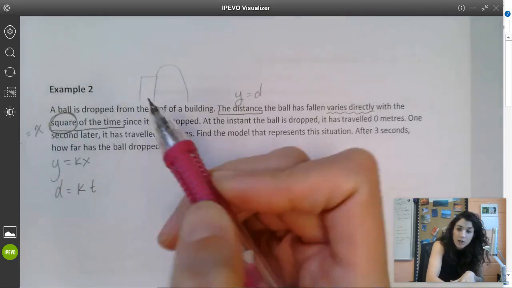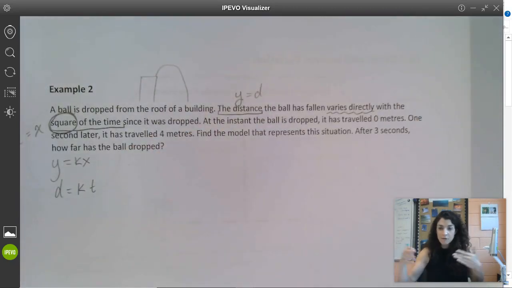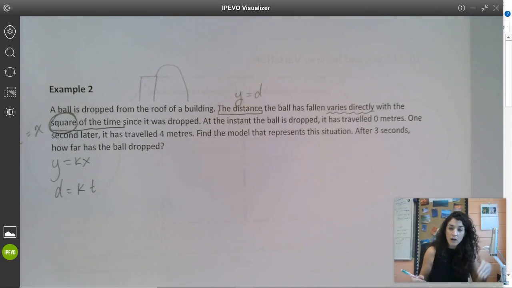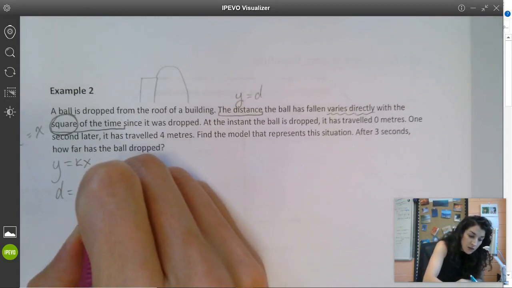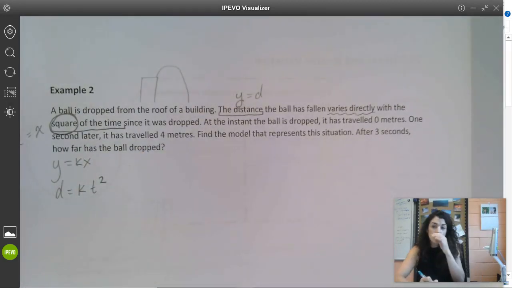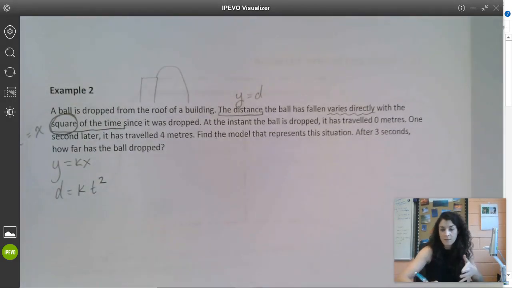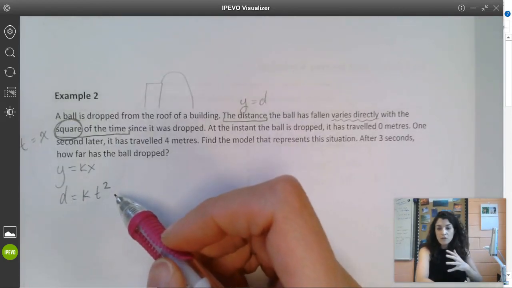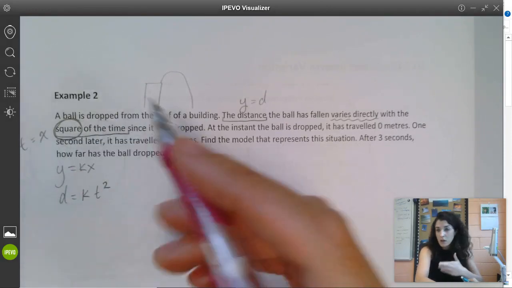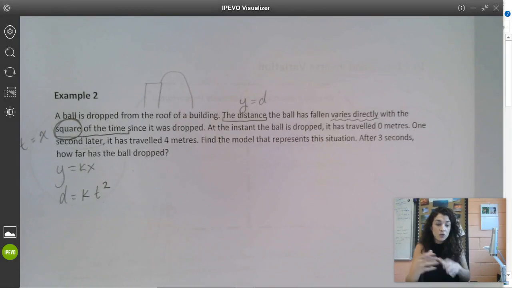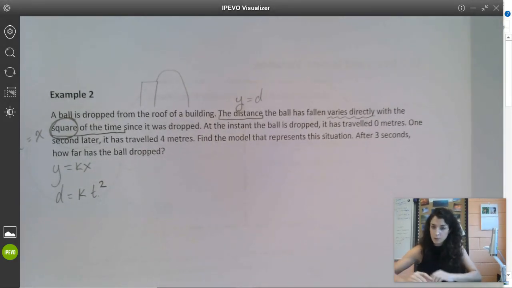So this is where it can start to get a little bit more complicated, and this is where things start to get different from before. If it varies directly with the square of the time, that means you just have to square that value. If it said it varies directly with the square root of the time, then you would just square root that guy. If it said it varies directly with the cube of the time, then you would just cube it. So just pay attention to what it varies directly with. That's my x value. But if it says the square, the cube root, whatever, that's what you have to do to your input in order to make it work.